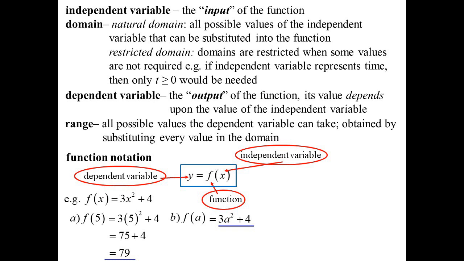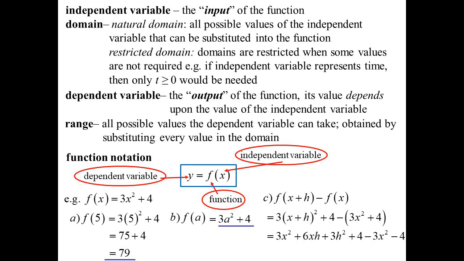Of course, it doesn't have to be a single pronumeral, you could do something like this. And this will become very important later on, but f(x plus h) minus f(x). So first of all, wherever we see an x, we're going to replace it with x plus h. So we get 3(x plus h) squared plus 4, but then we're going to subtract f(x) as well. So subtract the 3x squared plus 4, expand it out, collect like terms, we end up with 6xh plus 3h squared.